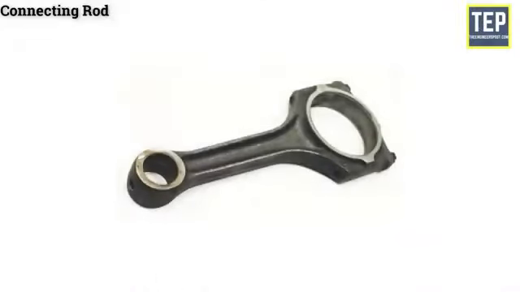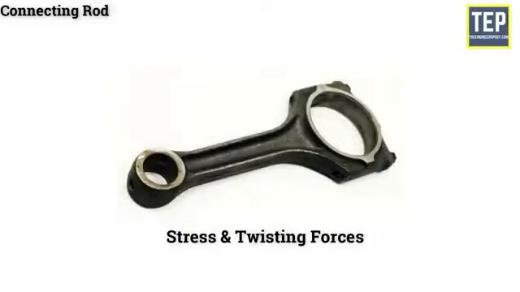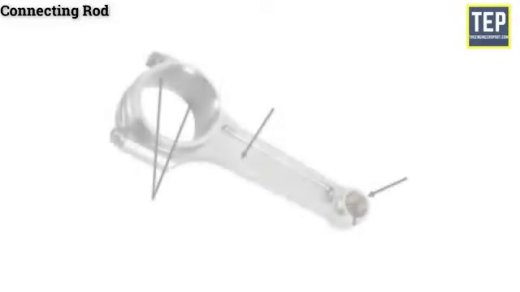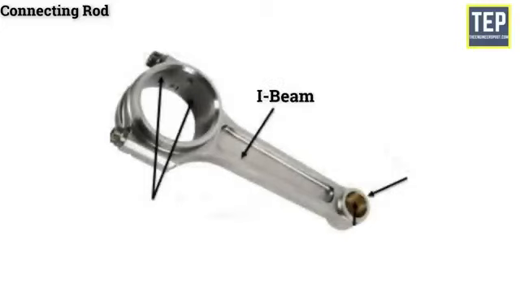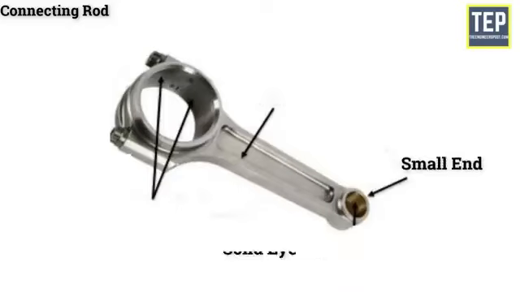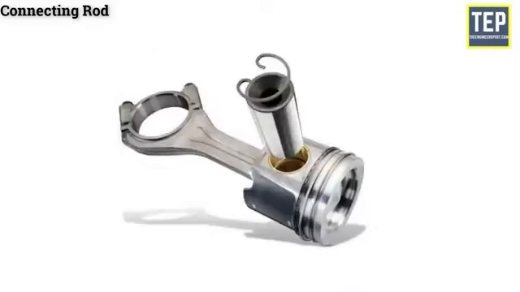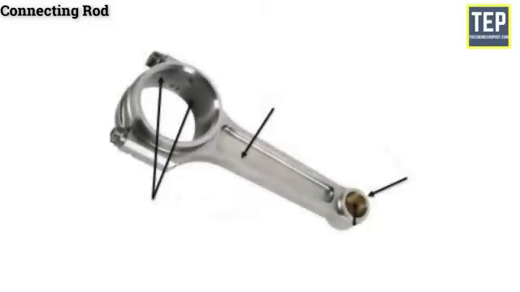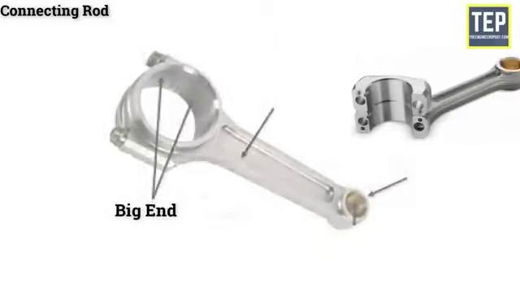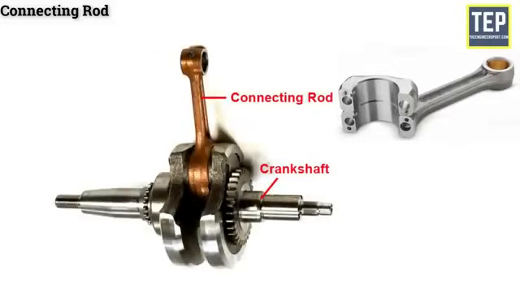The connecting rod in an IC engine must be light and strong enough to withstand stress and twisting forces. It usually has an I-beam cross-section and is made of alloy steel or duralumin by drop forging. The small end of the connecting rod has either a solid eye, used to connect the piston by the piston pin. The big end of the connecting rod is always split, and it is used to connect the crank pin of the crankshaft.